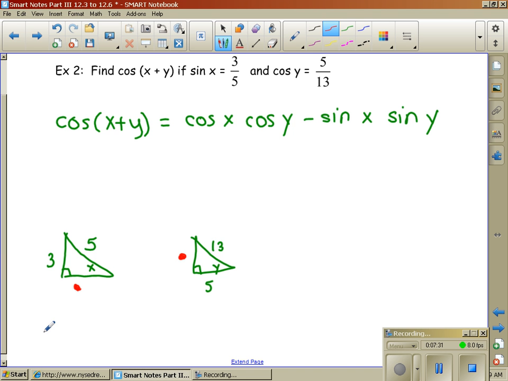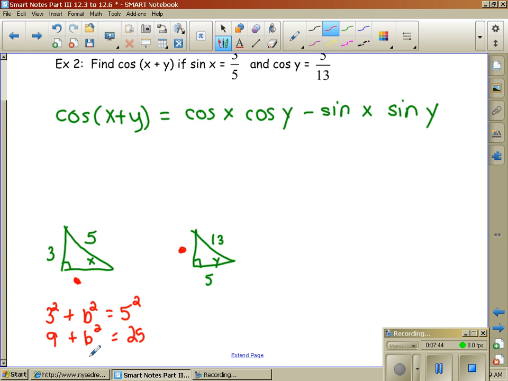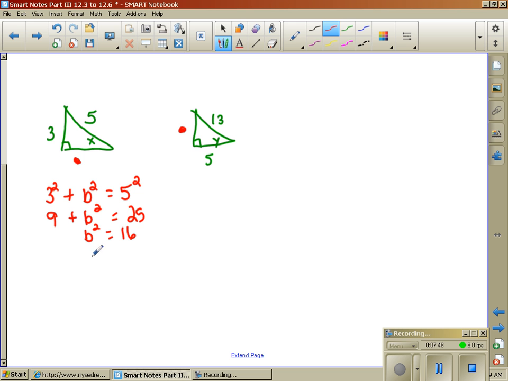A squared, 3 squared, plus, we'll just call it b, b squared equals 5 squared. 9 plus b squared equals 25. Subtract the 9, b squared equals 16. Take the square root, b equals 4. So this side is 4.